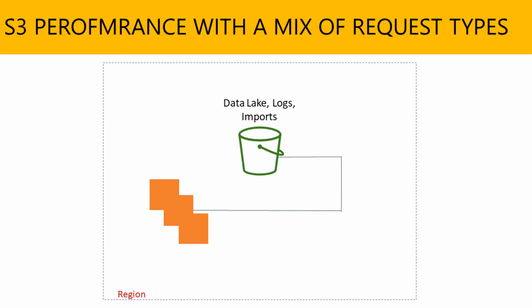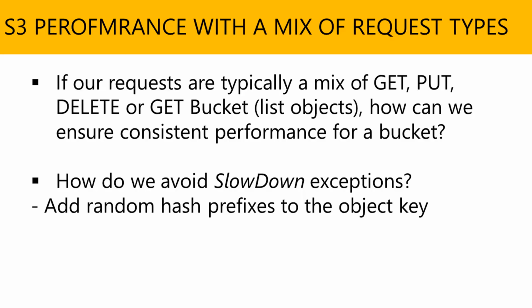imports. Whatever the case is, if your requests to S3 are typically a mix of different things like get, put, delete, or list objects operations, then how can you ensure that consistent performance for that bucket is achieved? How do you avoid receiving slowdown exceptions being returned from the S3 APIs, for example? The answer to that is to add a random hash to the actual object keys themselves.